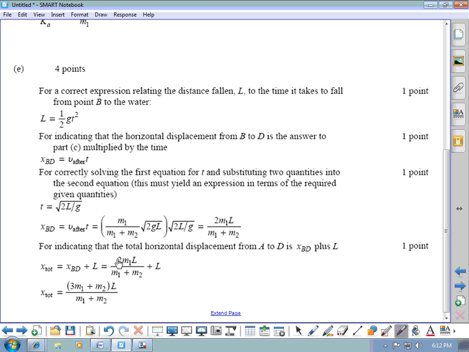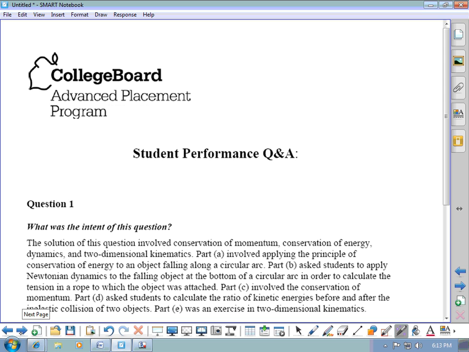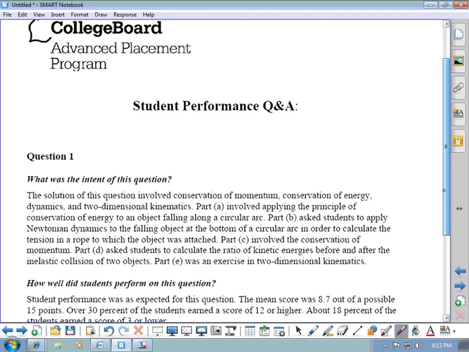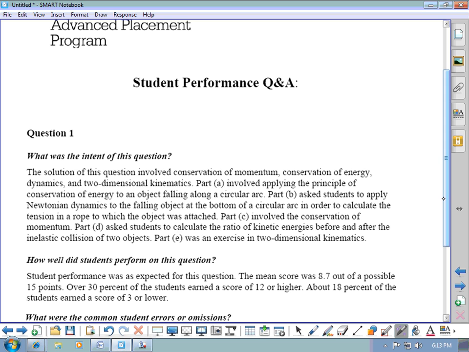And so finally, I want to just look at what the chief grader that year said about these questions. So for this question, the intent of the question was to apply conservation of momentum, conservation of energy, dynamics, and two-dimensional kinematics. So part A was conservation of energy along a circular arc. Part B was Newtonian dynamics to the bottom of a circular arc. So that's the idea of centripetal force. Part C was conservation of momentum. Part D was finding the ratio of the kinetic energies. Part E was an exercise in two-dimensional kinematics. So these were the things they had in mind. They wanted to test all of these ideas in this one question.